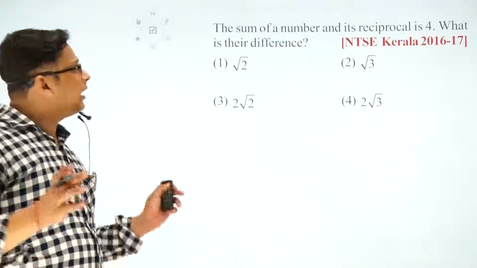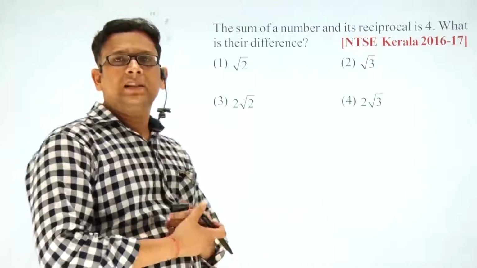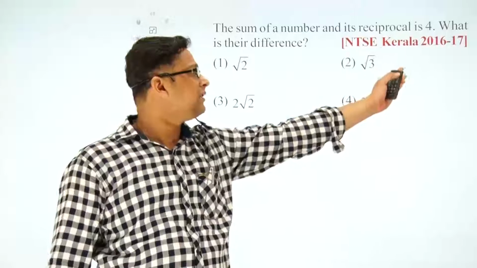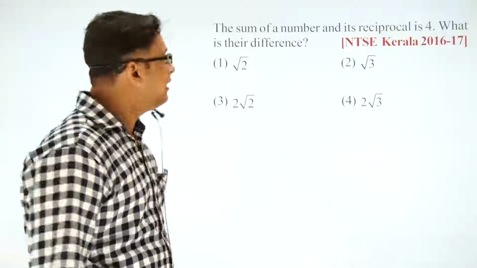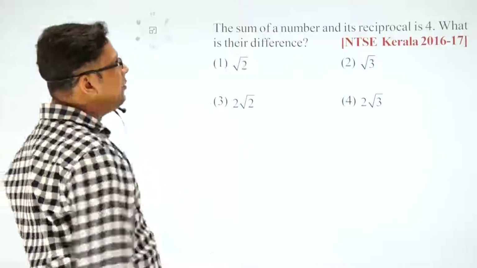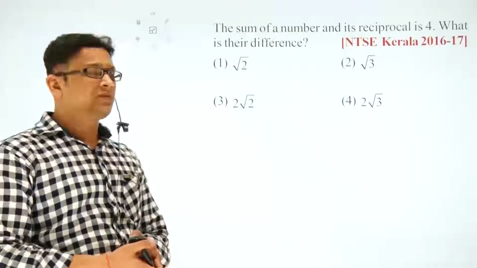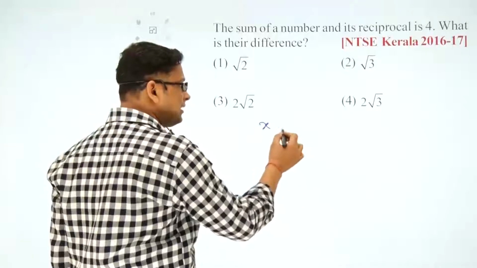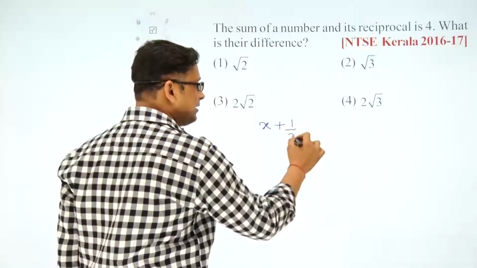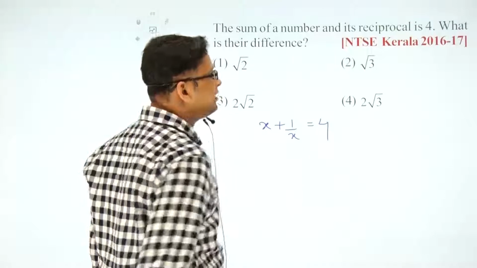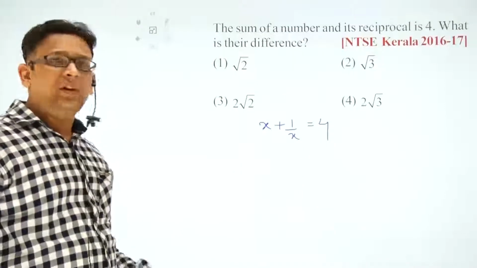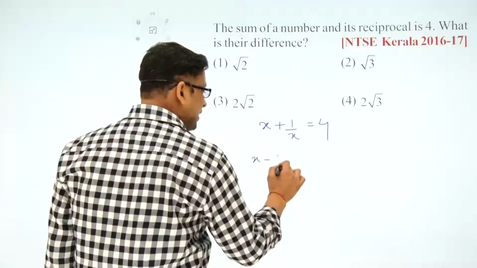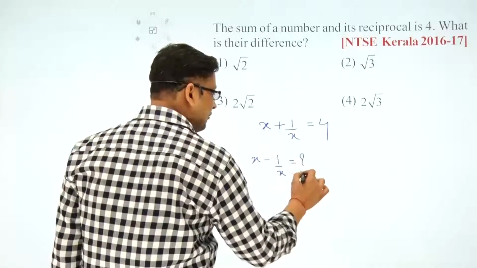Now the question is again related to algebraic identities, and this question is related to the NTSE stage 1 Kerala region in 2016-17. The question says that the sum of a number and its reciprocal is 4. So let the number be x and its reciprocal be 1 by x, whose sum is 4. What is their difference? We have to find the value of x minus 1 upon x.